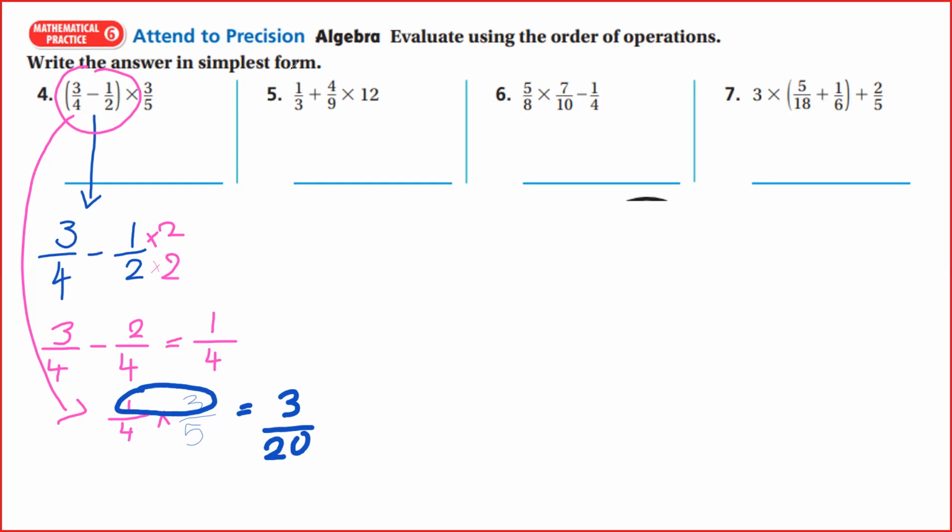Yes, Rimas. Number 5. Look at it here. We have 1 over 3 plus 4 over 9 times 12. Where do you have to start first? We'll start with 1 over 3 plus 4 over 9. No, I told you, PEMDAS: multiplication, then the addition. Okay. So first you have to multiply. So we'll do 12 multiplied by 4 over 9.